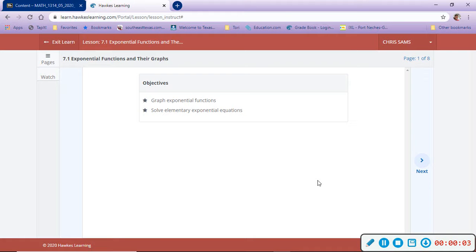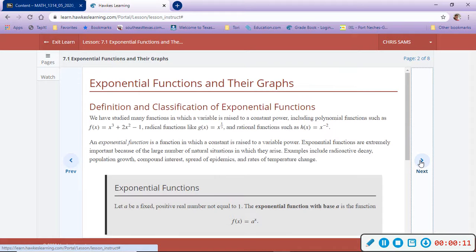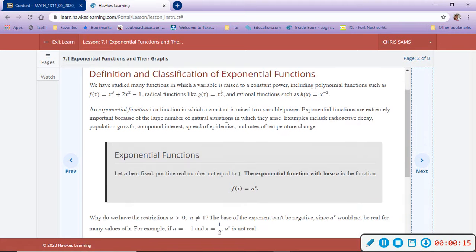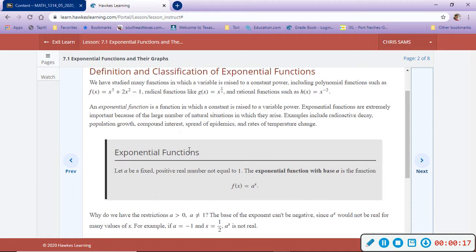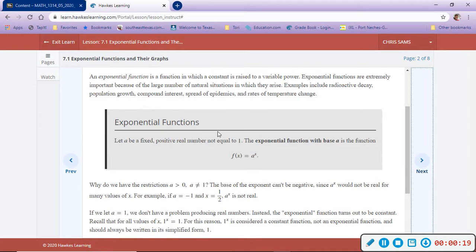Alright, so now I want to take a look at 7.1, exponential functions and their graphs. I'm just going to go through an overview of the section. Exponential functions come in this form: f of x equals a to the x. Some books may use b for the base. This book uses a, and your exponent is a variable, or your variable is the exponent.